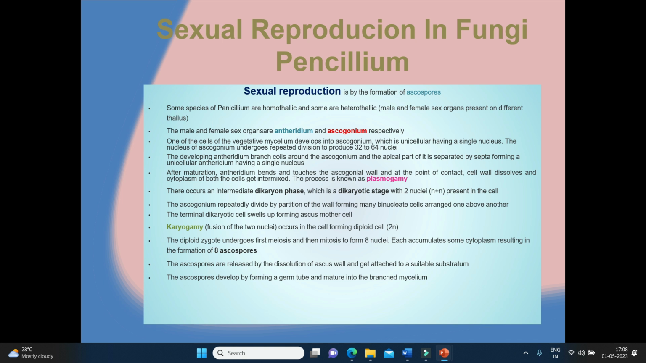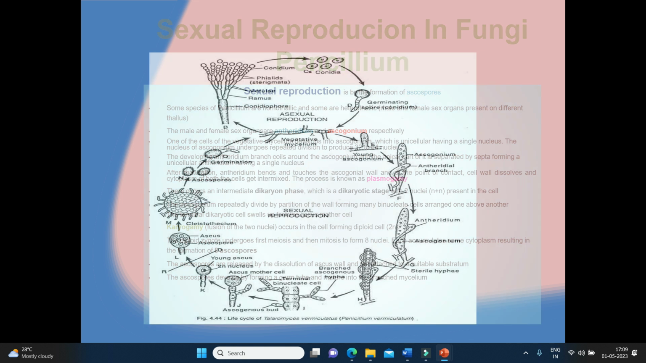The diploid zygote undergoes first meiosis and then mitosis to form 8 nuclei. Each accumulates some cytoplasm, resulting in the formation of 8 ascospores. The ascospores are released by the dissolution of the ascus wall and get detached to a suitable substratum. The ascospores develop by forming a germ tube and mature into a branched mycelium.